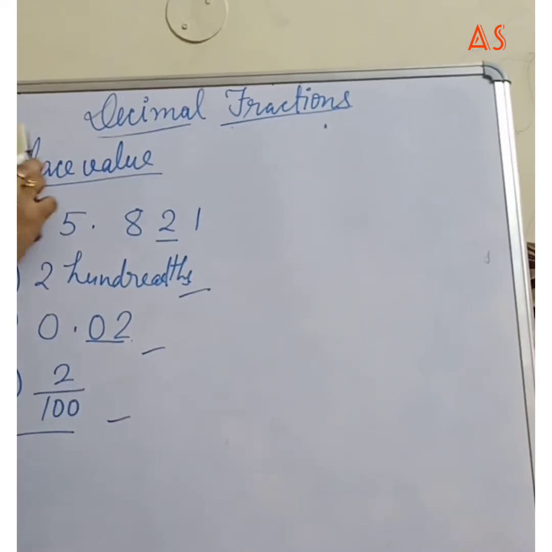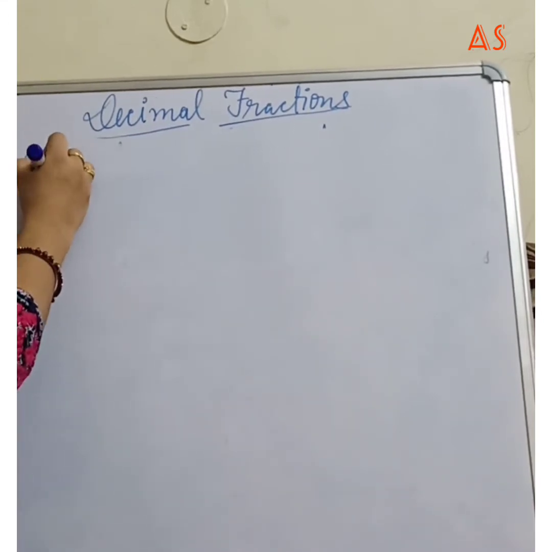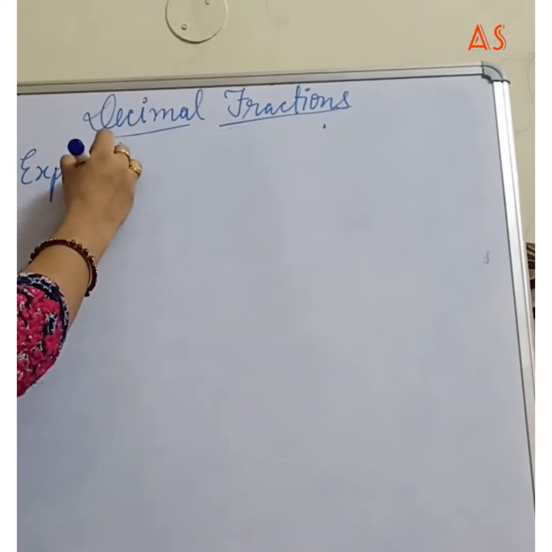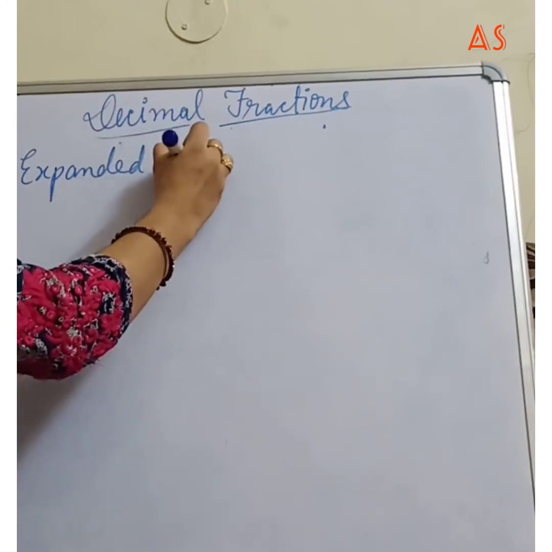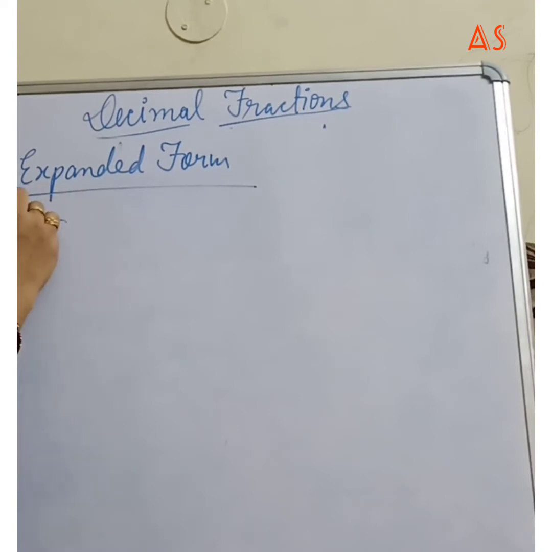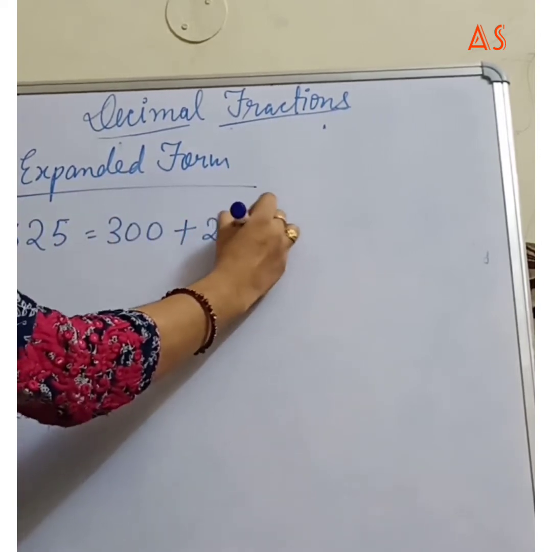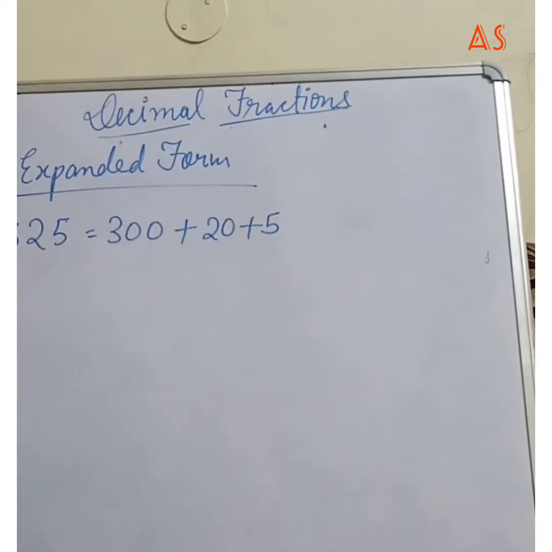Now next is expanded form, how to write. A simple number's expanded form you know how to write. Now expanded form. Suppose 325. So how to write? 300 plus 20 plus 5. Simple expanded form you know.